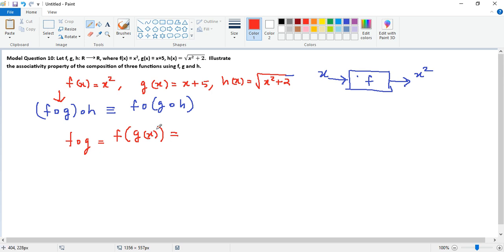So that means now the function f is getting input as g of x, and g is getting input as x. So that will be f of, when g gets x as input, it will add 5 to it, right? And when x plus 5 goes as input to f, it squares the input that it got. So the input it got is x plus 5, so it squares it. So we get (x plus 5) whole square, right?